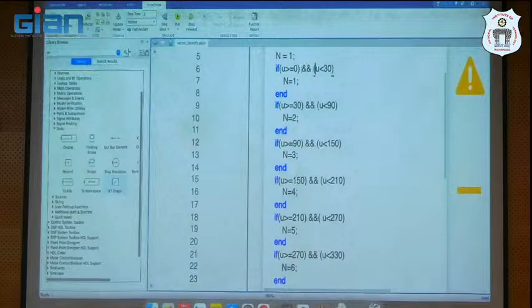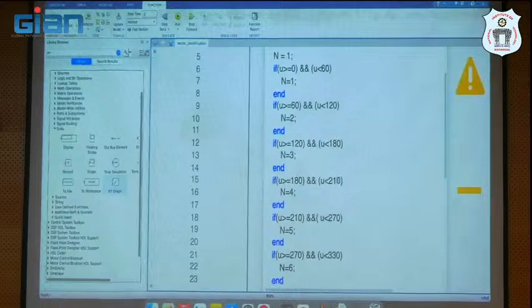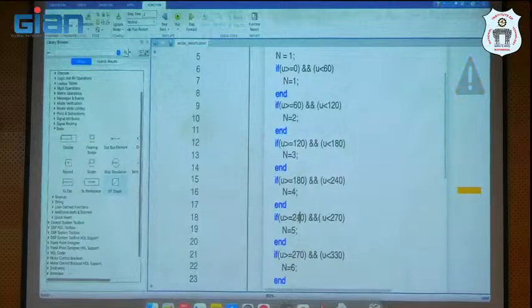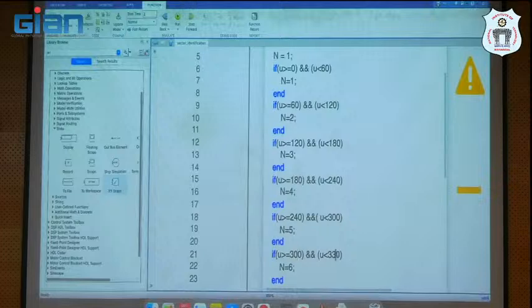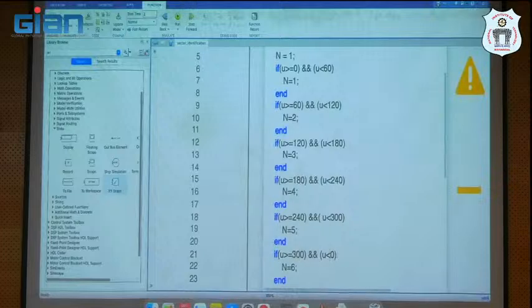0 degrees to 60, 60 to 120, 120 to 180, 180 to 240, 240 to 300, and 360 is the same. We need not worry about that, right? Clear?